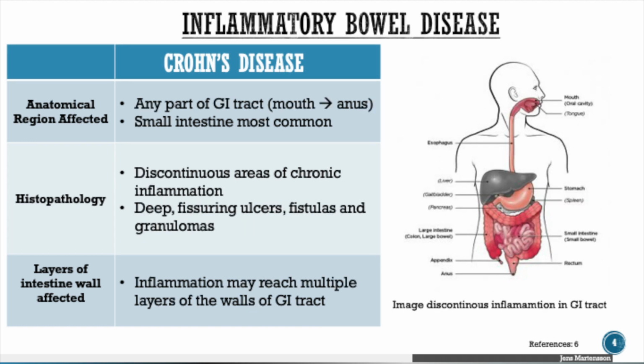In comparison, Crohn's disease is a transmural disease that can affect any part of the GI tract, from the mouth to the anus. However, the small intestine is most commonly affected. Areas of inflammation are discontinuous and may extend through multiple epithelial layers. Histological features include deep fissuring ulcers, fistulas, and granulomas.